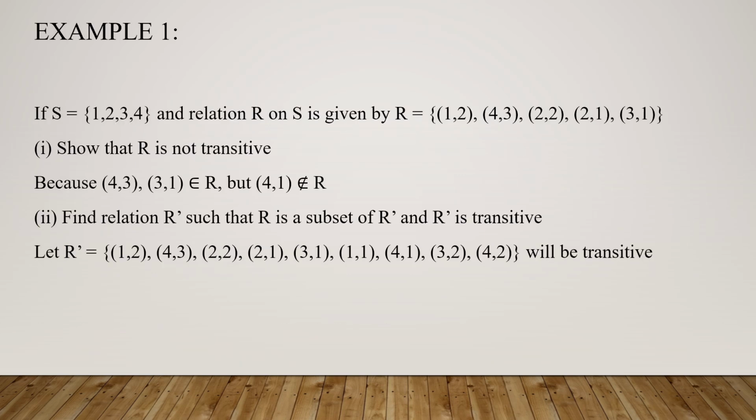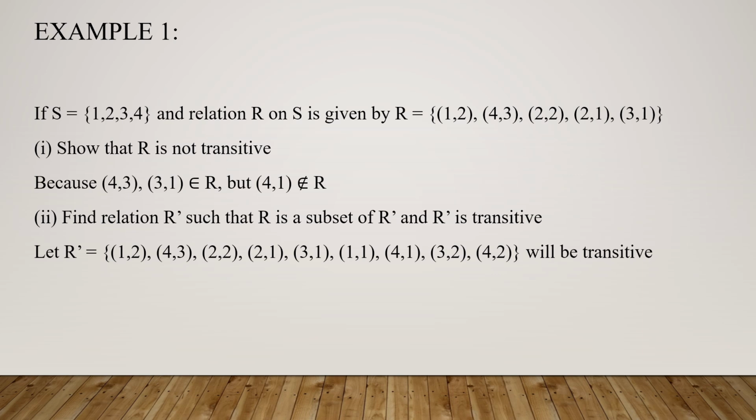Let us take the first example. If S has elements 1, 2, 3, 4 and a relation R which is defined on S is given by R which has ordered pairs (1,2), (4,3), (2,2), (2,1) and (3,1). First thing, show that R is not transitive. Now, if I want to show it is not transitive, I should have at least one set of pairs in which A1 is related to A2, A2 is related to A3, but A1 is not related to A3. That means in this case 4 is related to 3, 3 is related to 1. So now 4 should also be related to 1 for being transitive. But do we have (4,1) in R? No. So it is not transitive.